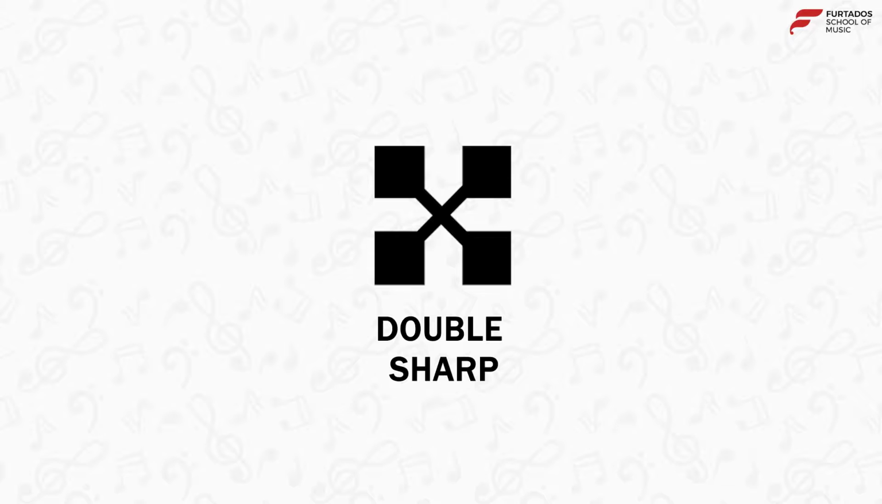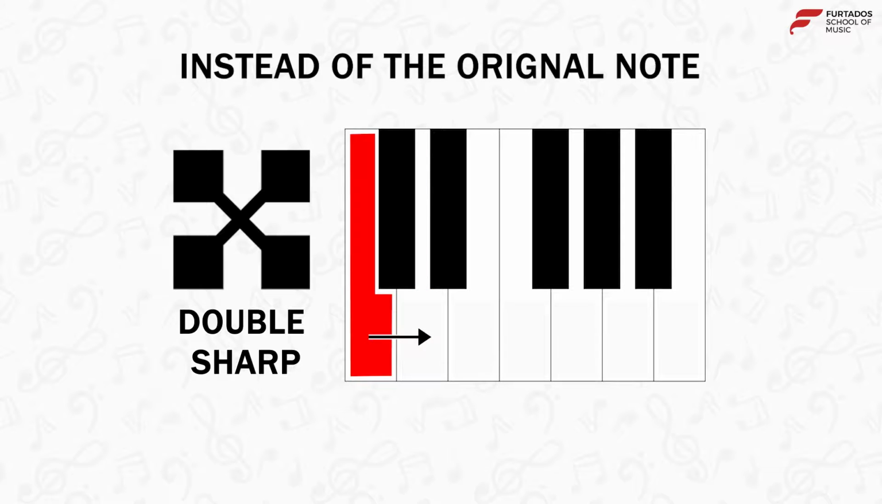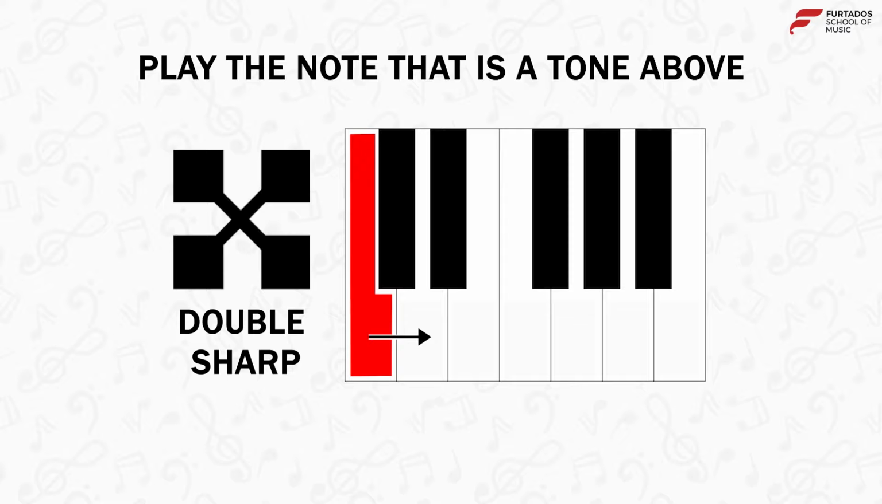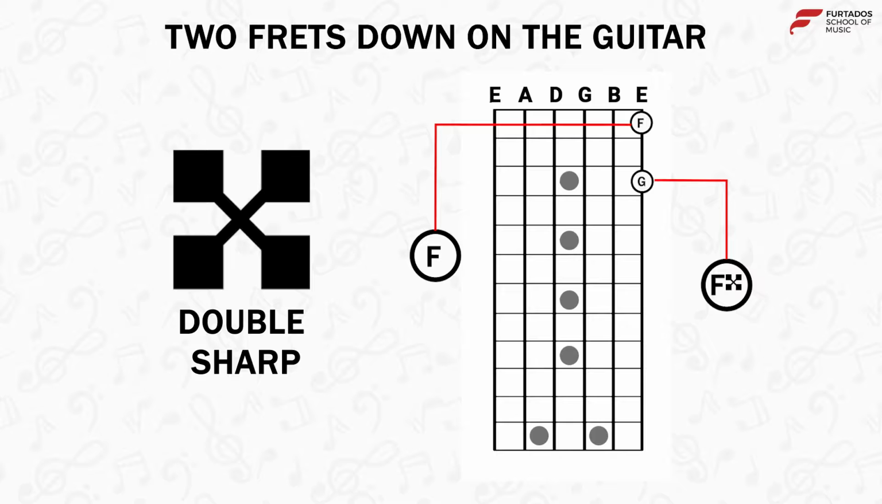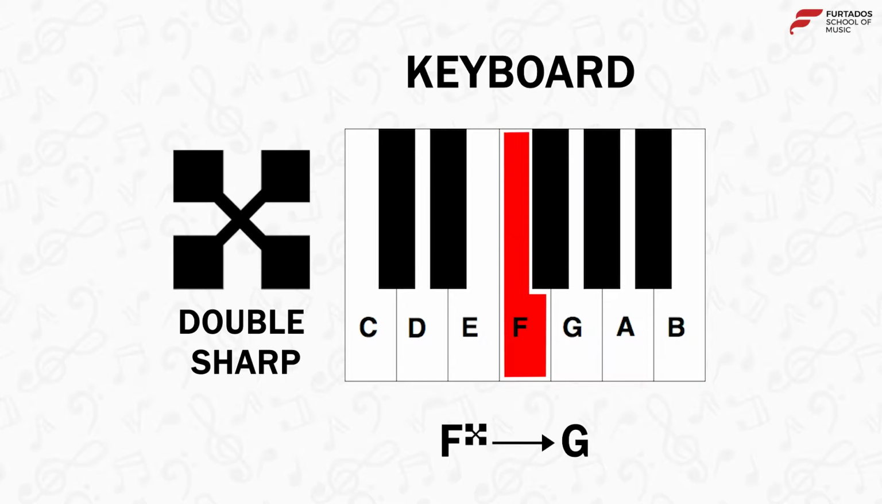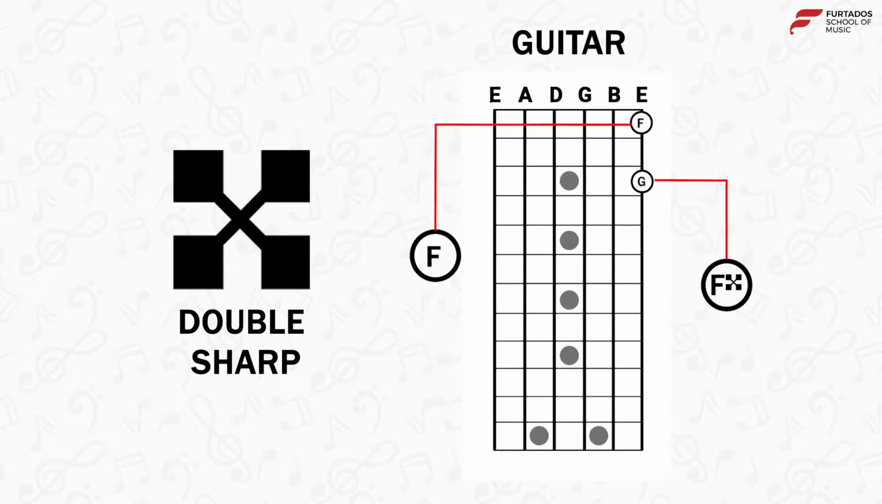A double sharp. This raises a note by a tone or two half steps. Instead of the original note, you should play the note that is a tone above. In this case, 2 notes to the right of the current note on the piano or 2 frets down on the guitar. For example, an F with a double sharp, that is F double sharp, is actually a G note played here on the keyboard and here on a guitar.